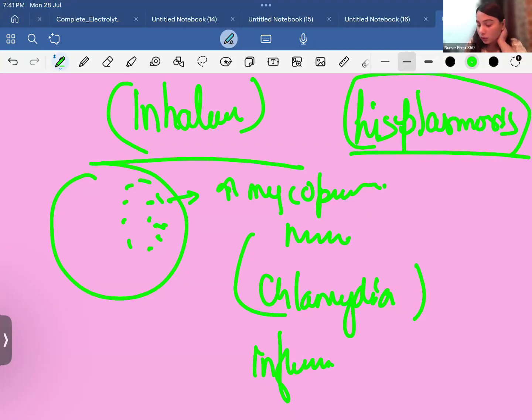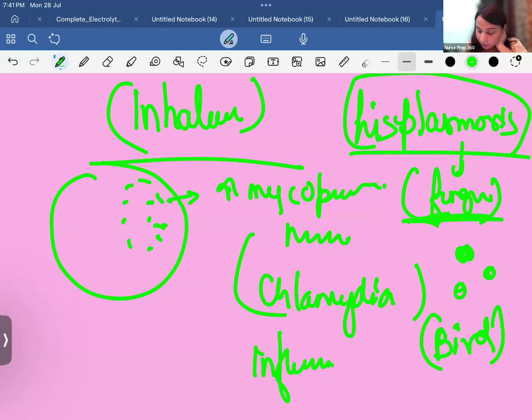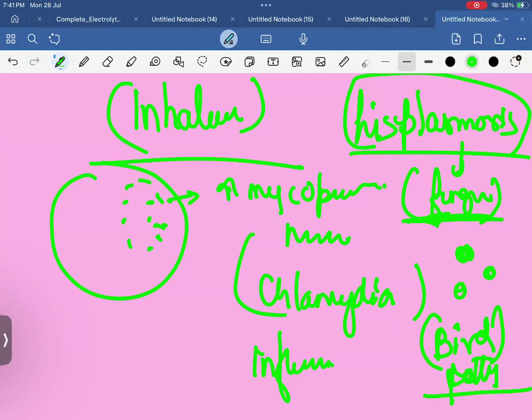Has anybody ever heard of it? Histoplasmosis is a kind of fungus which usually grows with bird poop. So whenever people are working with birds or poultry farming, and poultry does not mean a piece of paper or poem. Poultry means murgi palan, chickens.